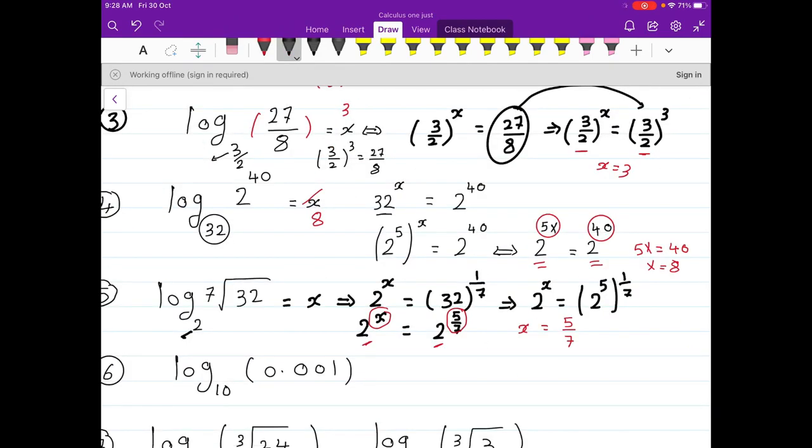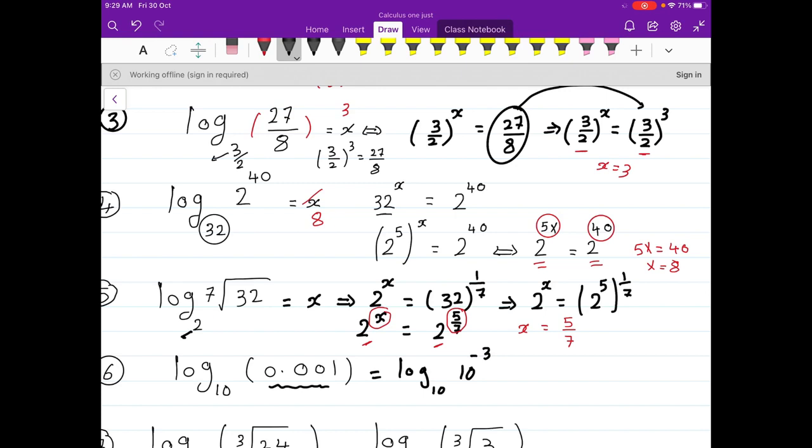Log 0.001. You can solve this problem. You can write log. Okay. This number is equivalent to 10 to the power minus 3.